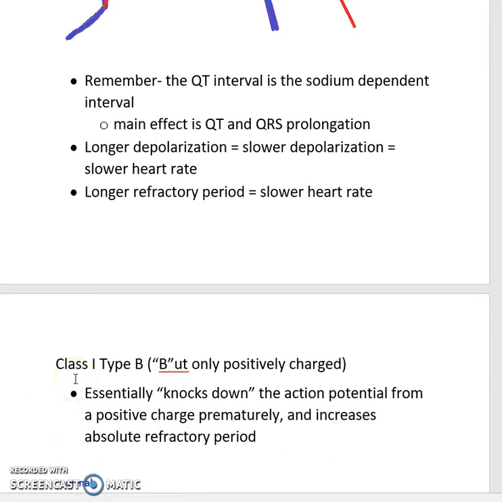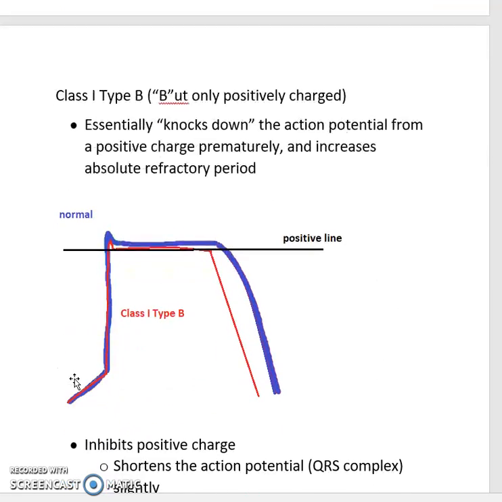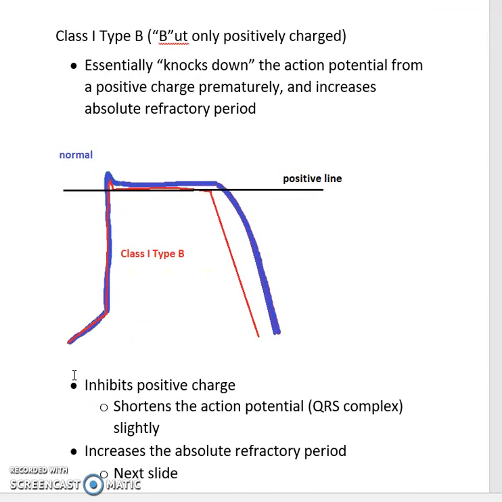And through these, we have a slower heart rate through both. The class 1 type B's, easiest way to remember it, is class 1 type A but only positively charged. I'm going to spend the most amount of time with this medication because it's a little hard to explain, and when you look at the action potential, it actually seems like it would make the heart rate faster, but it doesn't. So essentially this medication has two actions.